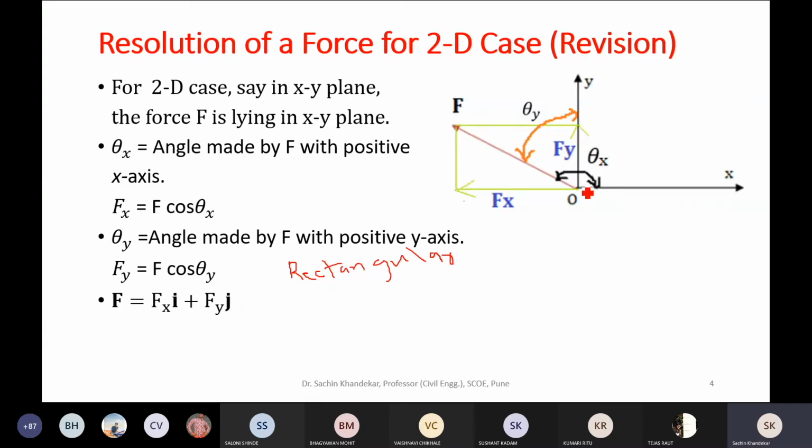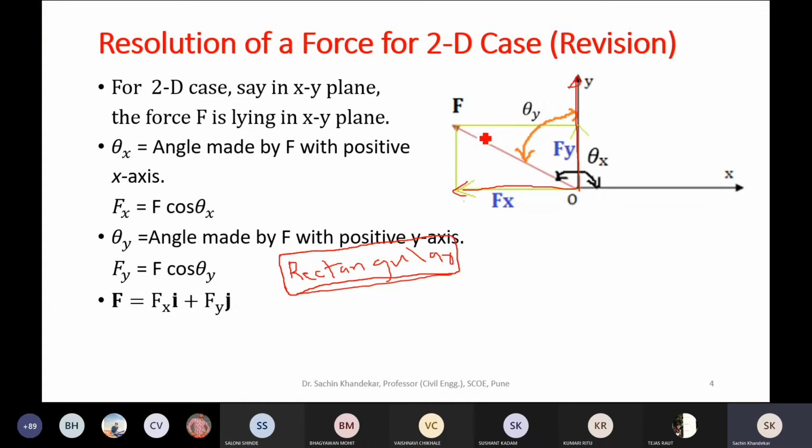So this Fx, this Fy, these are called the rectangular components of this force F. Rectangular components means what? The angle between those components is 90 degrees. That means the angle between this Fx and Fy is 90 degrees; they are mutually perpendicular to each other. So when we are finding rectangular components of a force, simply what are we taking? We are taking the projection of that force onto the respective axis.